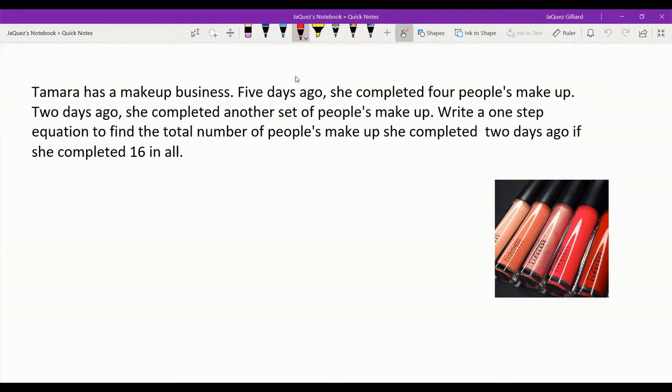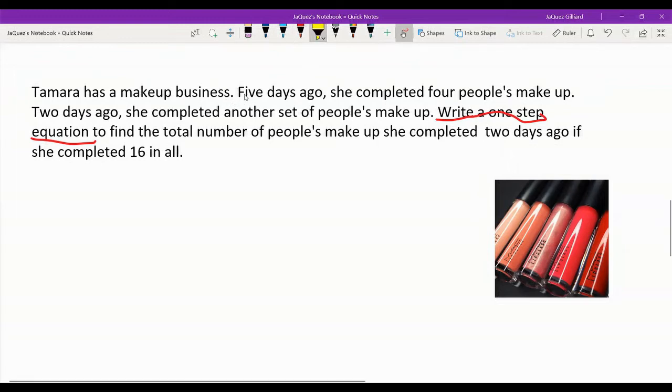Okay, remember, it's very important that you read the problem all the way through. Okay, if you want to mark up your word problem, feel free to do so. Make sure you know exactly what it's asking you to do. So this says write a one-step equation, so I already know that. Write a one-step equation. That's what we're going to do. All right, so let's go back and highlight the important stuff. So Tamara has a business. Is that important?